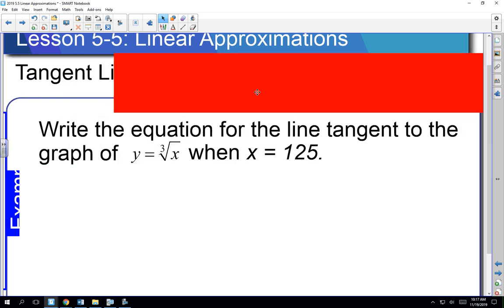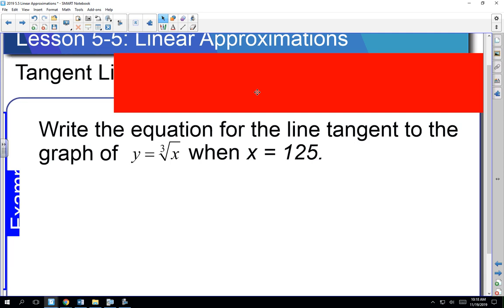Okay, can you guys write the equation for the tangent line to the graph of y equals cube root of x when x equals 125? Do you know what cube root of x looks like? Might want to graph it and look at it. It's one of those. It is a squiggle, but we looked at lots of different squiggles.